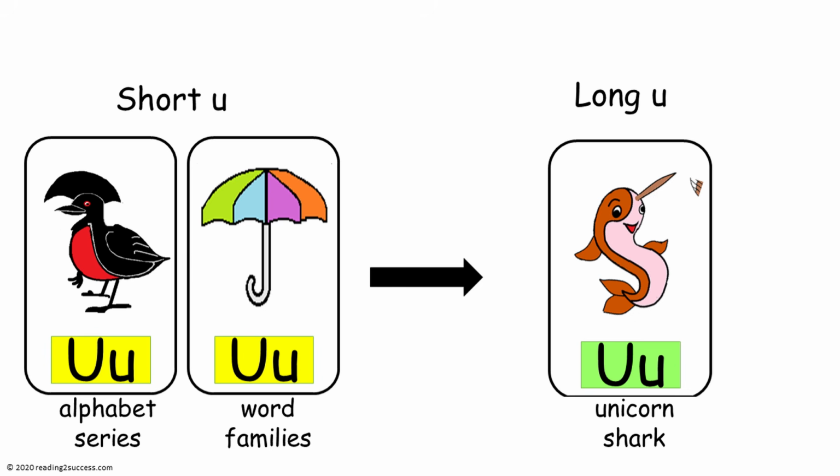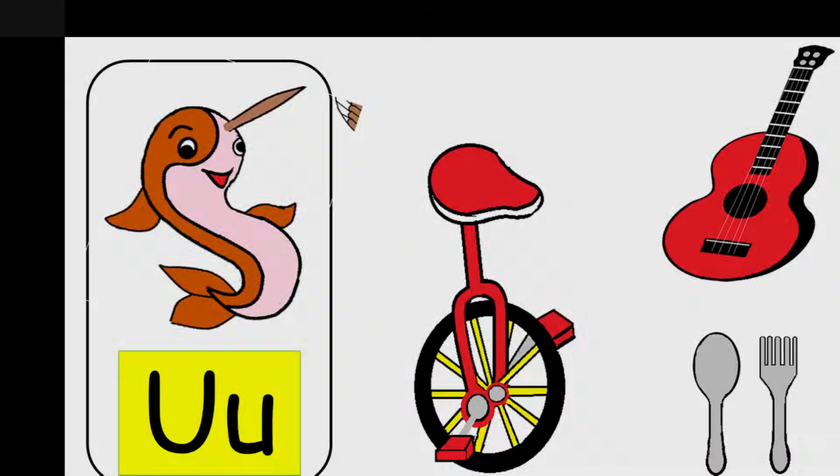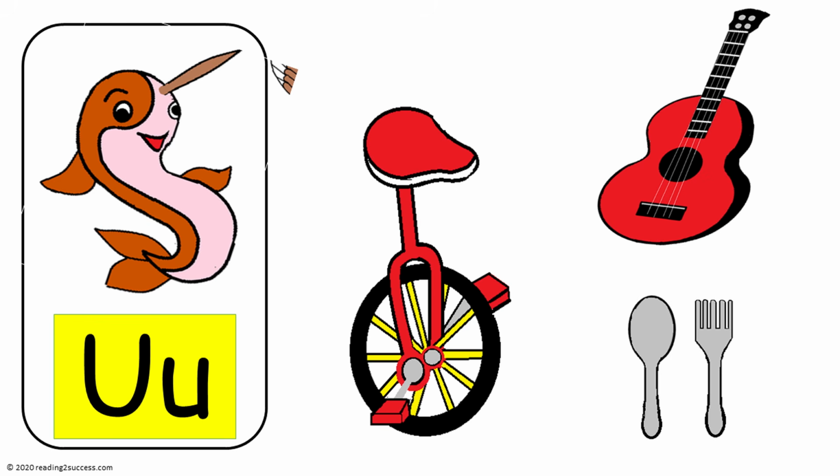Umbrella bird was used for this series, the alphabet series, and umbrella was used for word families. Now we are going to use unicorn shark for the long U. Remind kids that U says the letter name U. U is for unicycle, ukulele, and utensils.